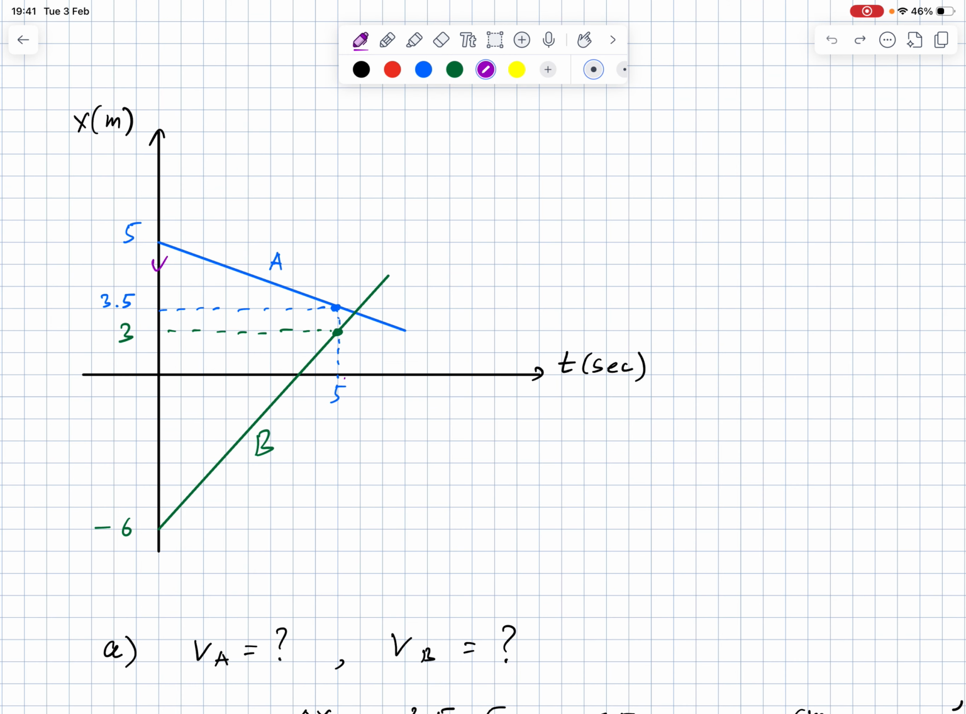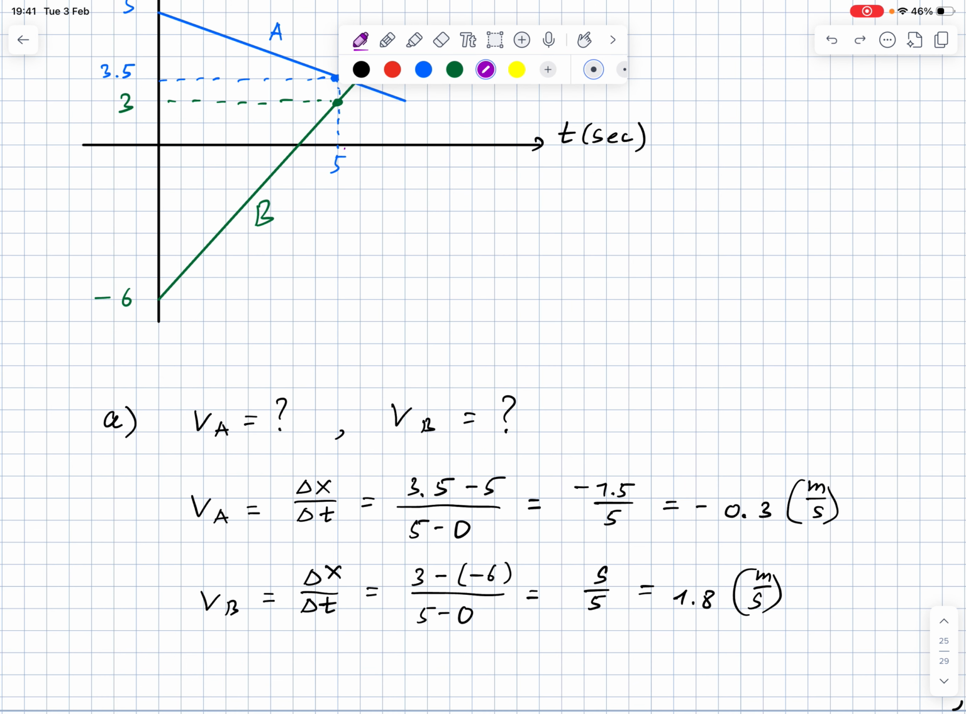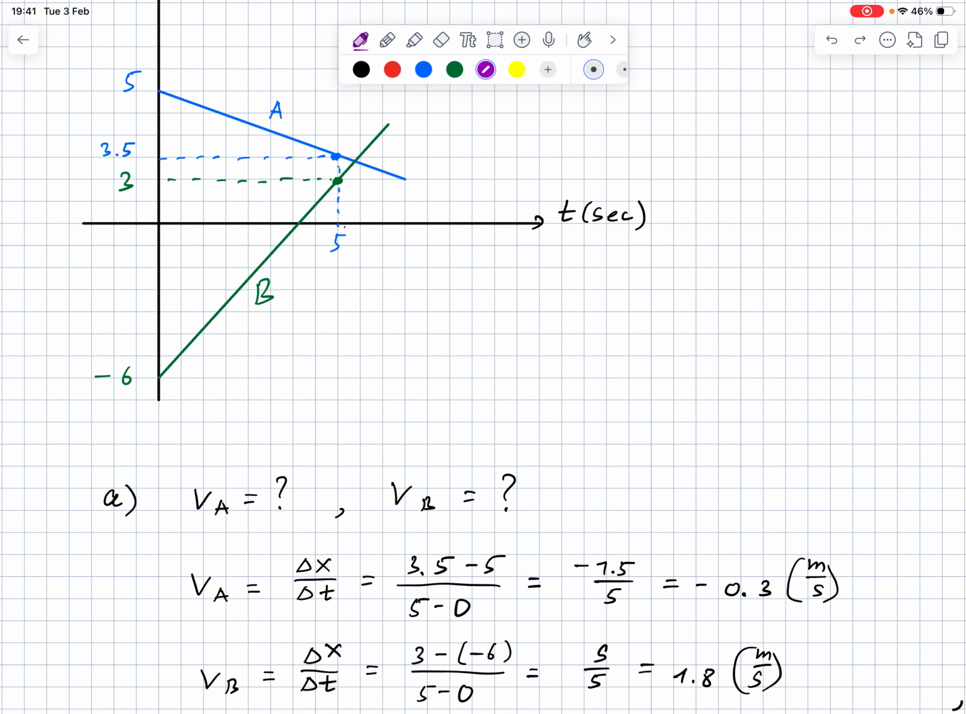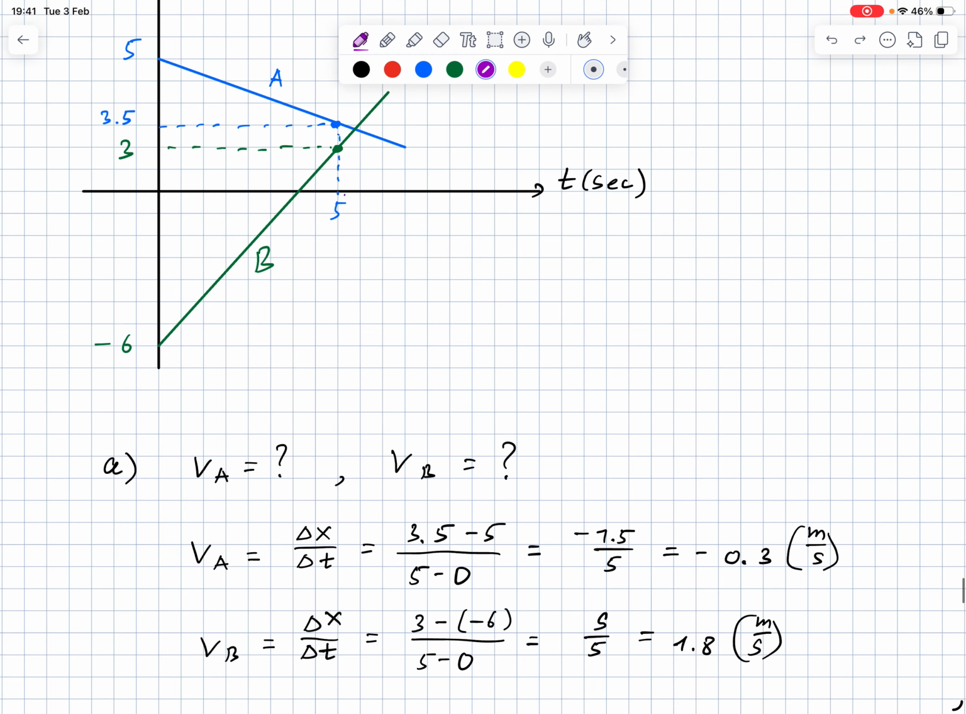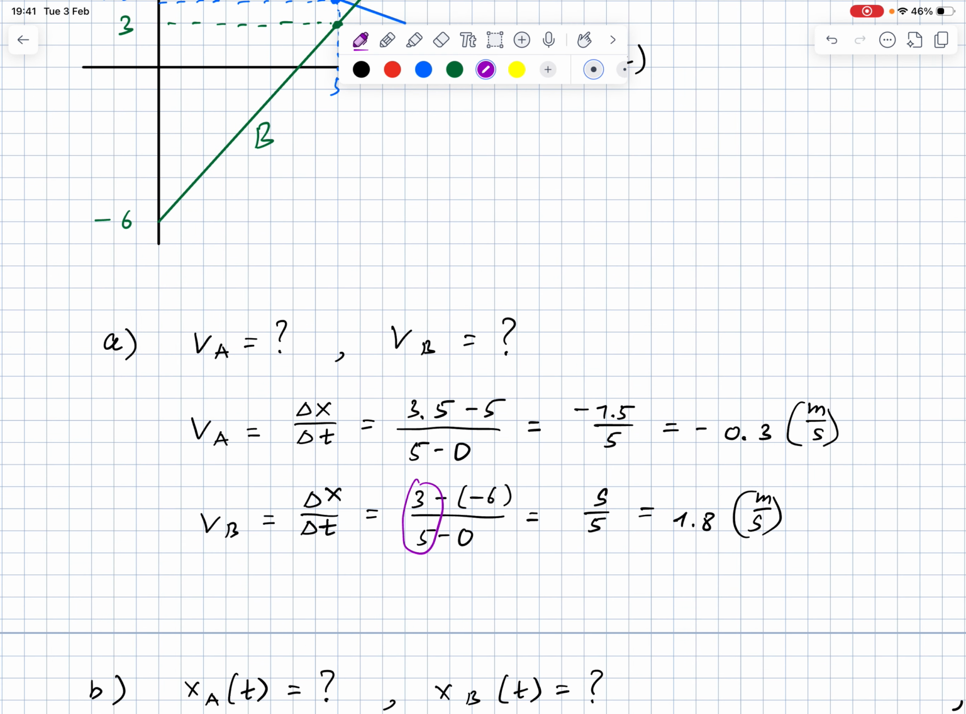Now, what about B? Okay, we'll use the same formula. At time of 5 seconds, the position of object B is 3 meters, and initial position when time is 0 seconds is minus 6. As you can see, this is the final position, this is the initial position. When we calculate, the velocity of object B is 1.8 meters per second. And that's it. That's what we needed to find at part A.